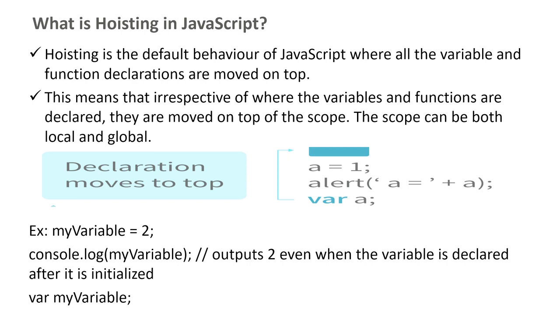Example: my variable equal to 2, console.log my variable, var my variable. So I have assigned the value before declaring. So the output is 2 even when the variable is declared after it is initialized.